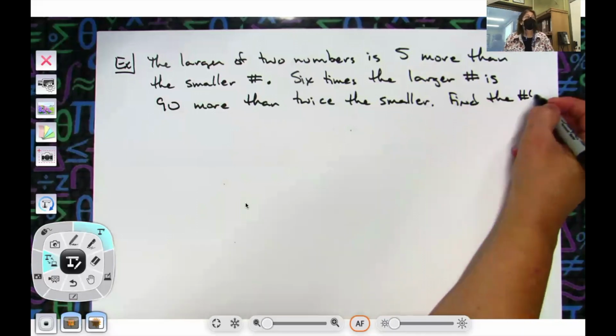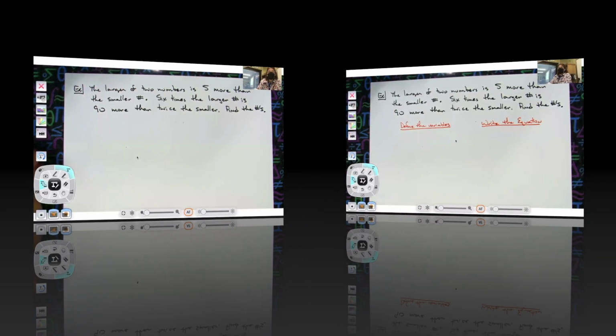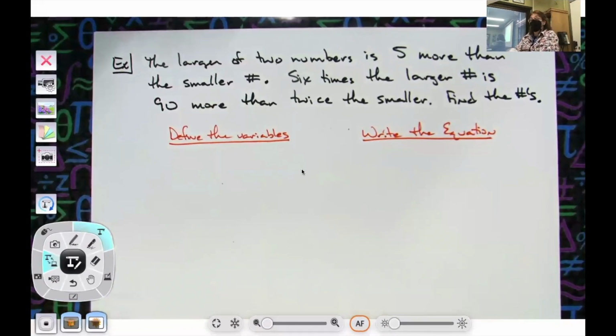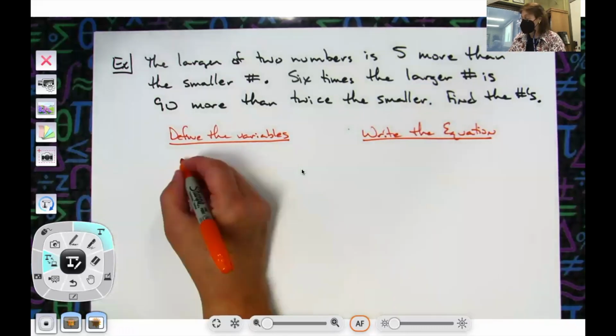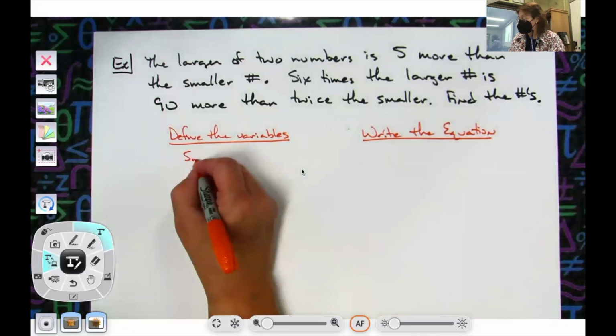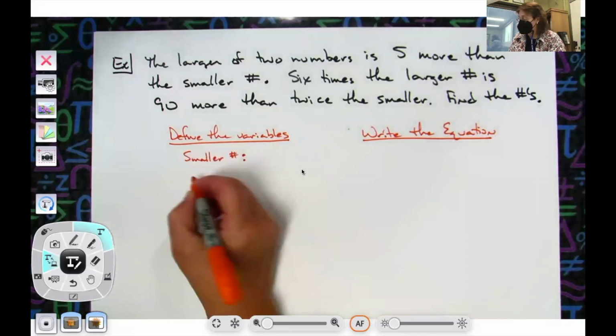Okay, so again, I'm going to pause and give you the opportunity. Okay, are we good? I never know how long to pause. So the way we're going to define them, it's doing a lot of this larger number, smaller number, so that's how we're going to define them. All right, so let's do smaller number and larger number.